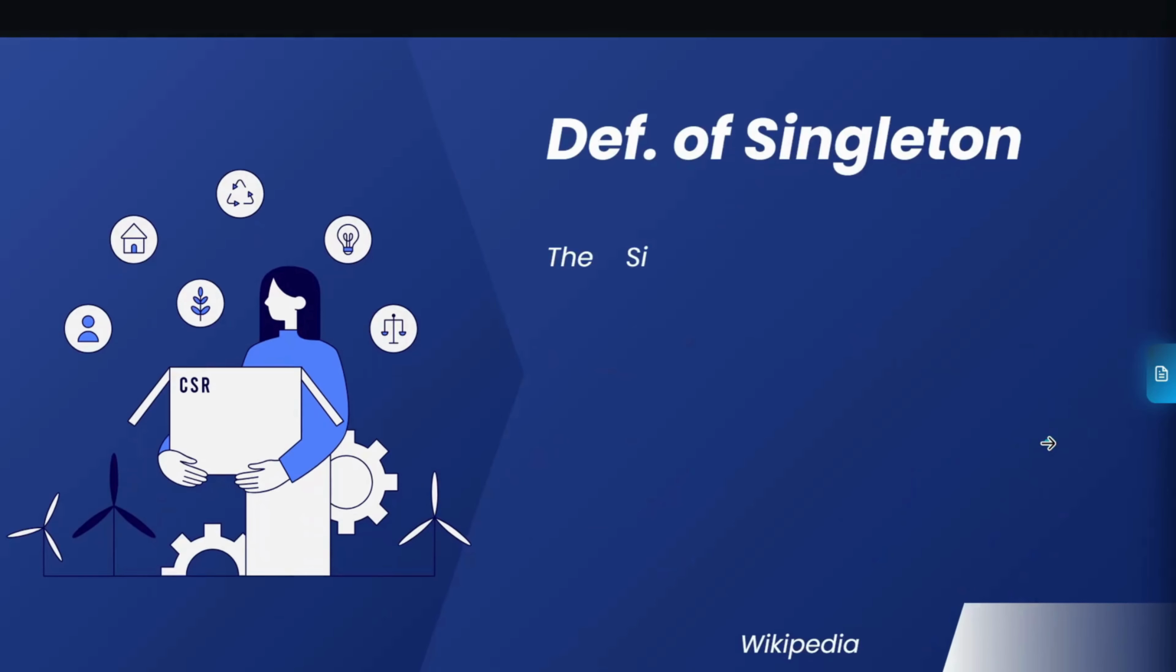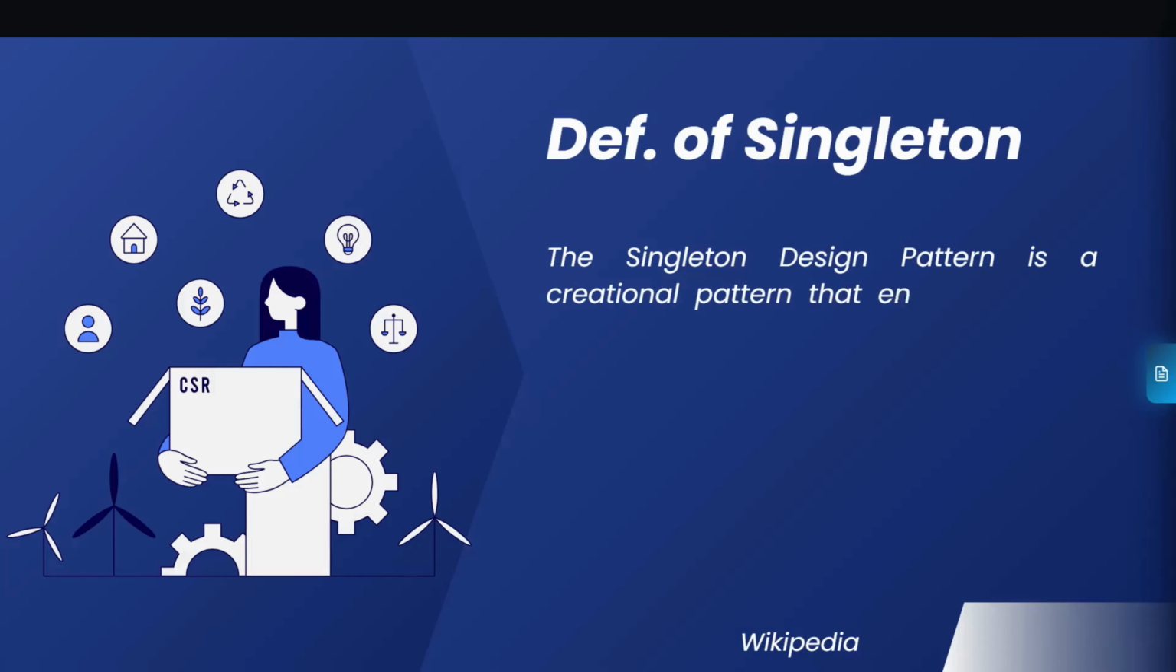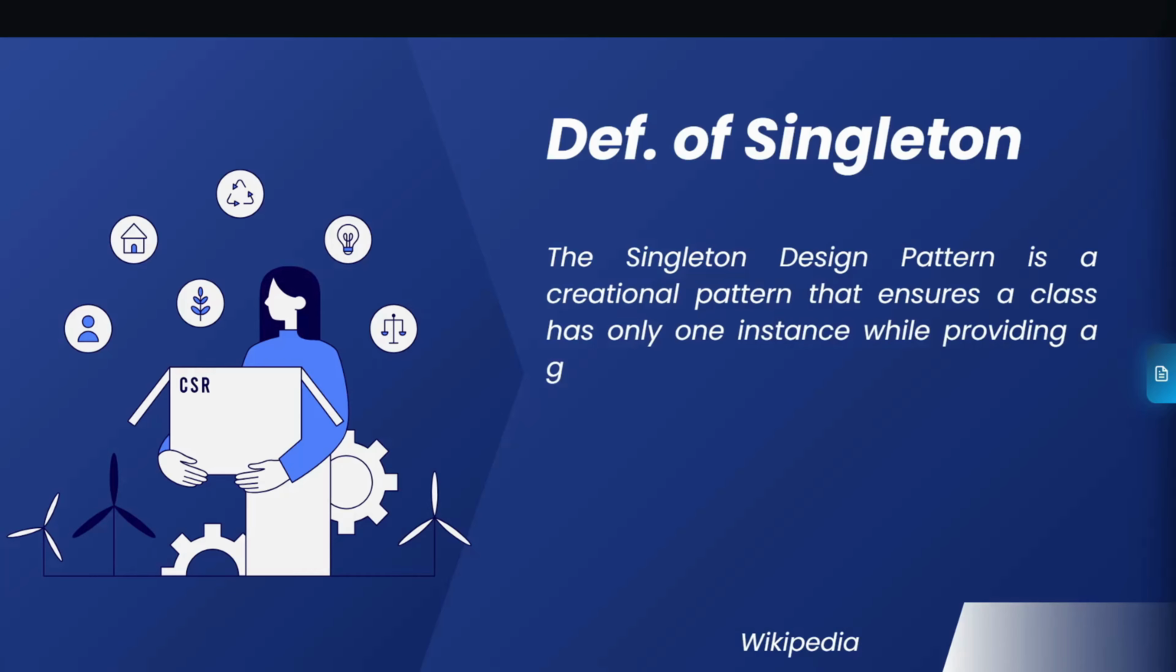Now let's check the definition of singleton. The singleton design pattern is a creational design pattern that ensures a class has only one instance while providing a global point of access to that instance. What it simply means, only one object should exist in the entire application and everyone should use the same object. Instead of creating a new object repeatedly, we use the existing one.